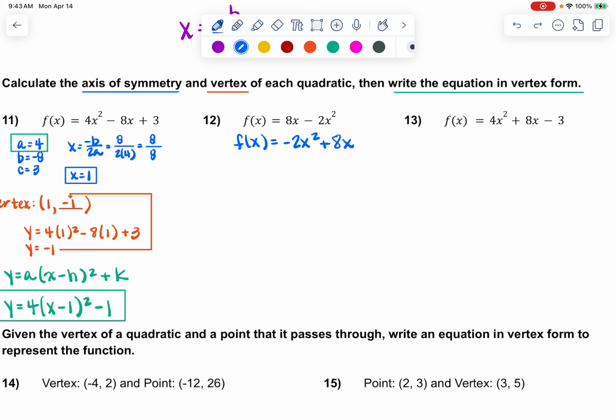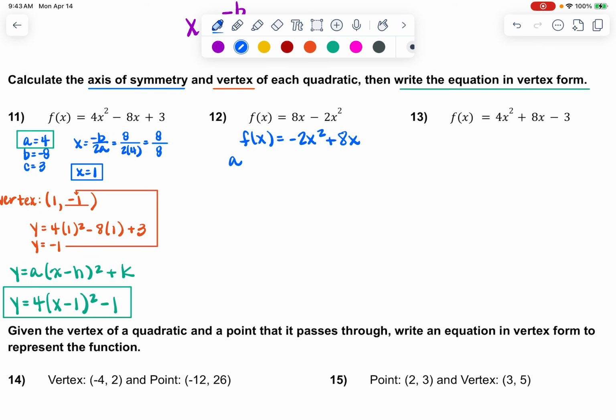The reason why that's so important is because when I go off to the side and find my A's, B's, and C's, my A has to be -2 because the A is always the number in front of the x squared term. The B is +8, and of course the C is 0 because there's no C value on the end there. So then when I go calculate my x equals -b over 2a for my axis of symmetry, I get -8 over 2 times -2, which is 8 divided by -4, so x is -2.